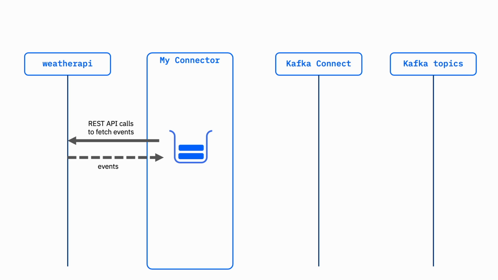So that's the left side of the connector. I set up a normal Java timer, and then I give that a timer task that is going to be responsible for polling the API and adding the weather events it gets to a local in-memory queue.